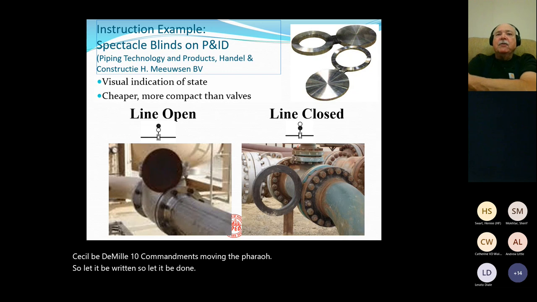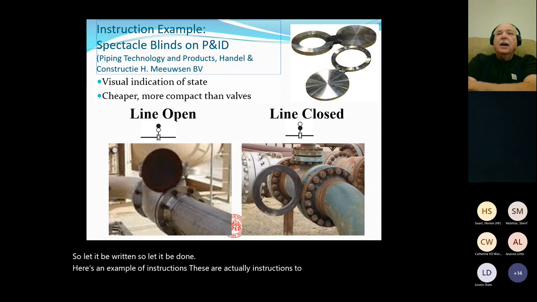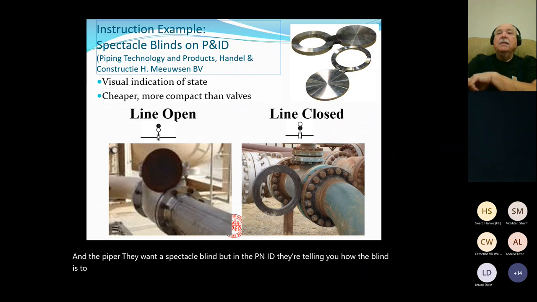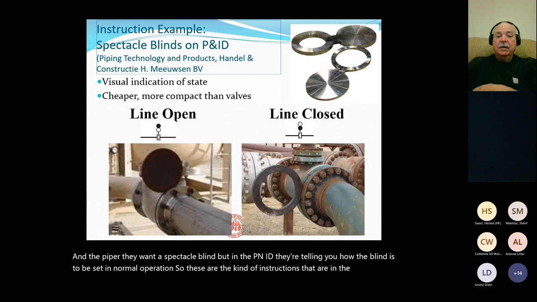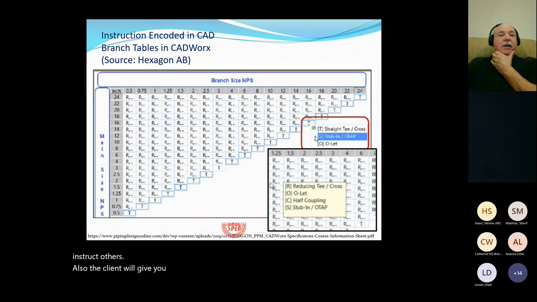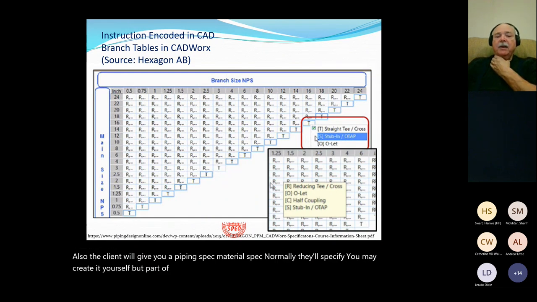So here's an example of instructions. These are actually instructions to the assembler and the piper. They want a spectacle blind, but in the P&ID, they're telling you how the blind is to be set in normal operation. So these are the kind of instructions that are in the P&ID, but instruct others. Also, the client will give you a piping spec, material spec. Normally, they'll specify it. You may create it yourself. But part of that spec will be a branch table, which is an instruction to the piper as to how he's to create branching out of main lines to sublines, to branch lines.